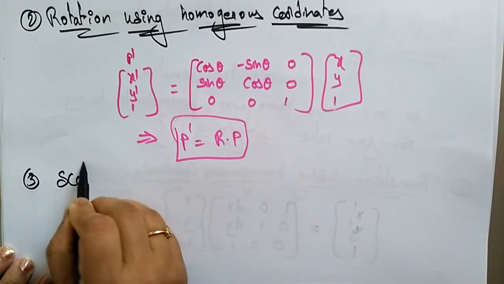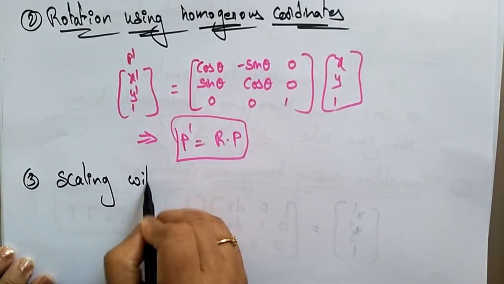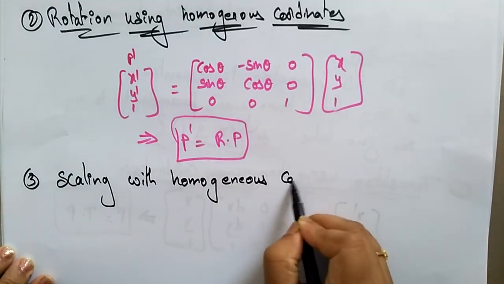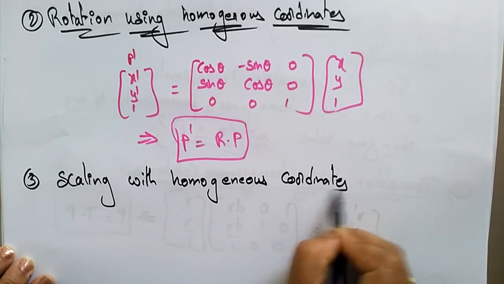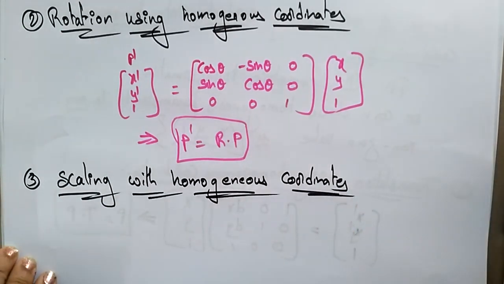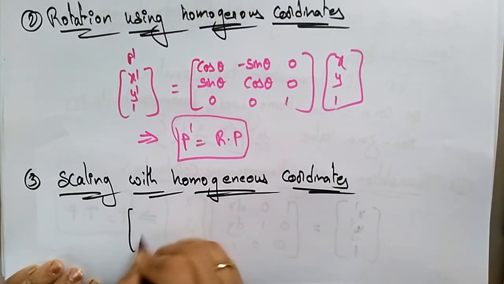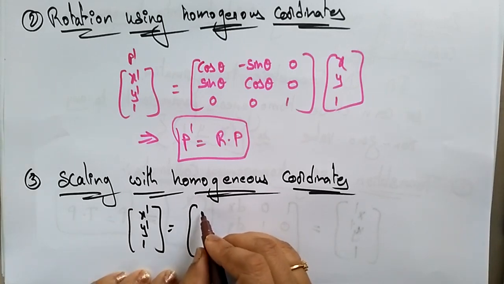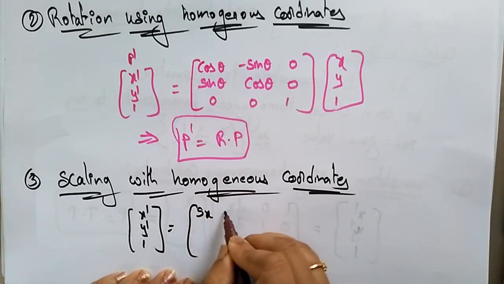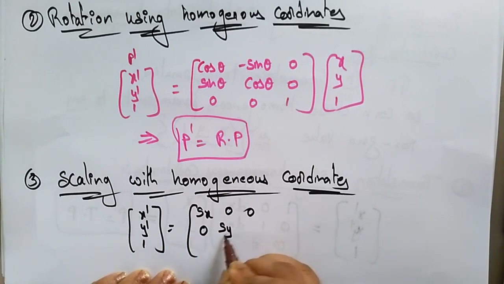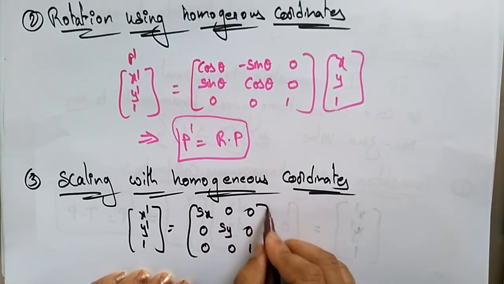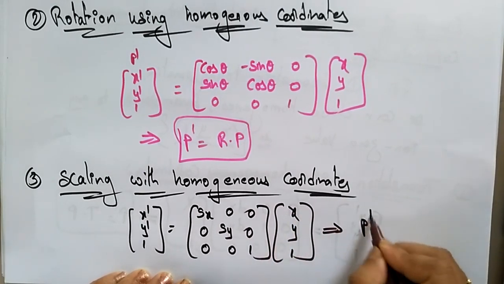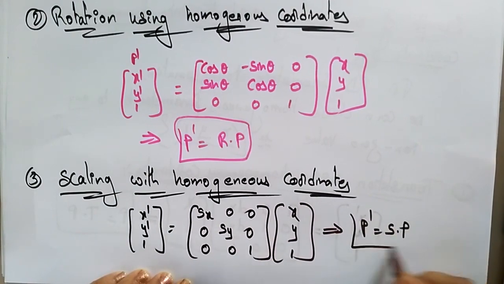Now let's take scaling with homogeneous coordinates. The formula for scaling is P dash, x dash, y dash, 1, is equal to the scaling matrix with respect to the x-axis and y-axis: Sx 0 0, 0 Sy 0, 0 0 1, times x, y, 1. It can be represented as P dash is equal to S dot P, that is scaling.